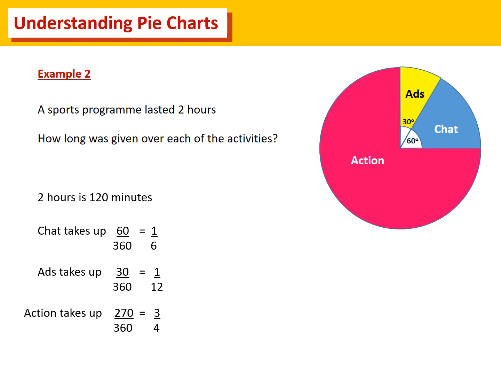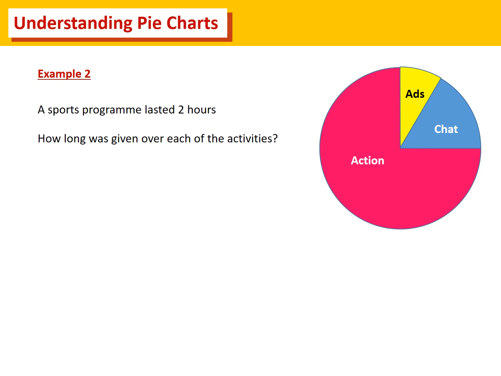Now we have to convert those fractions into actual minutes. 1/6 of 120 is 20 minutes. 1/12 of 120 is 10 minutes. And 3/4 of 120 is 90 minutes. And once again, if we take our answer, 20 plus 10 plus 90, that's 120 minutes, which was the total length of the program.